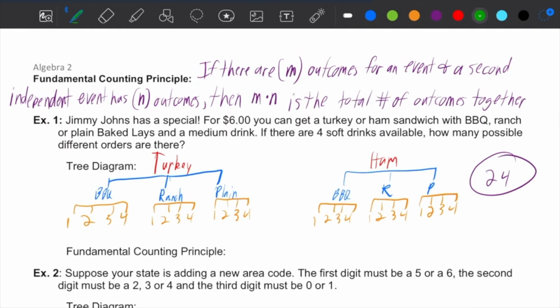What we could do instead is say the first choice you make, turkey or ham sandwich. That's 2 options. The second choice you make, the chips, barbecue, ranch, or plain baked Lay's. That's 3 options. And the third and last choice you make, the drink, 4 soft drinks. So times 4. So you take 2 times 3 times 4, and voila, you get 24. It is much, much quicker.